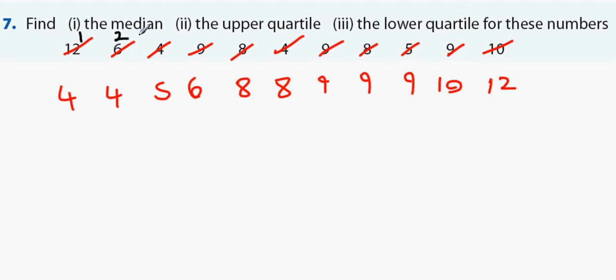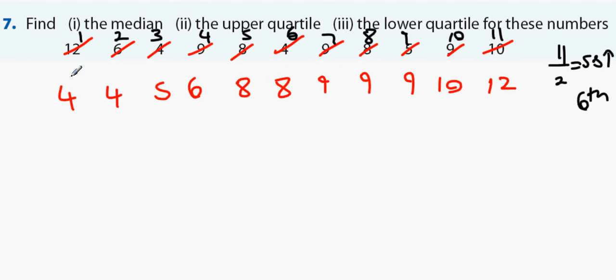1, 2, 3, 4, 5, 6, 7, 8, 9, 10, 11. Now because we have 11, we have a middle person, and the middle person is going to be the sixth number, okay? The sixth number, which is going to be the number 8. So 11 divided by 2 is 5.5. Rounded up, it's the sixth person. And remember, because it's an odd number, it's a middle one.